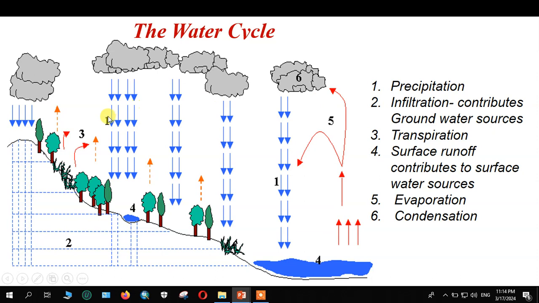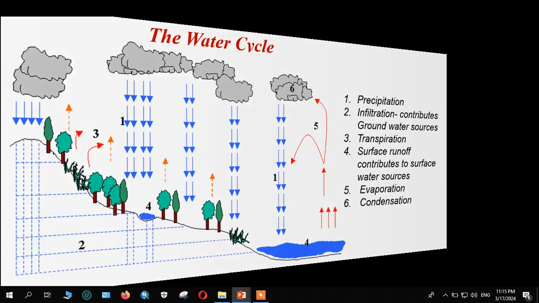Let's see the water cycle. The first one is precipitation. After precipitation, the second one is infiltration. Here is direct precipitation, and the second, infiltration to the ground, contributes to groundwater resources. The third point is transpiration from plants. The fourth is surface runoff, contributing to surface water resources, and the fifth is evaporation from water sources, the sea or ocean. The last, sixth, is condensation, and again it is cycled back to clouds. After clouds, it comes again to the first one, precipitation. This is the water cycle.